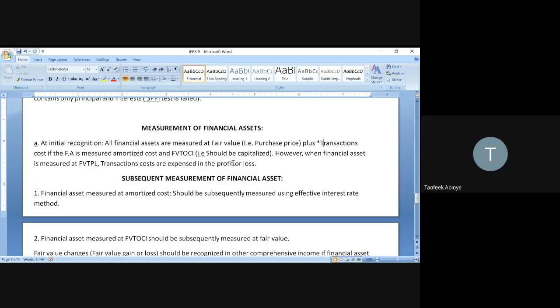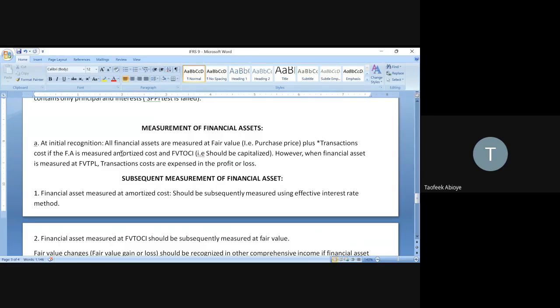So all financial assets must be measured at fair value plus transaction cost. Even though you give the stockbrokers 100,000 and you buy shares of 1 million, your total cost will be 1.1 million, because you must add that transaction cost to it. But there is a condition if it is only measured at amortized cost and OCI.